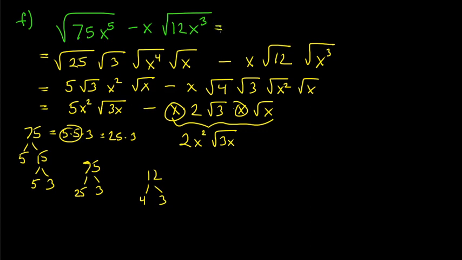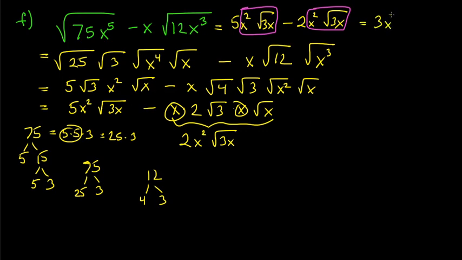Okay, so putting this all together up here, we're going to get 5x squared times the square root of 3x minus 2x squared times the square root of 3x. And you can see you're just subtracting two like terms here, x squared, square root of 3x. Right, so we have 5 of those minus 2 of those, which means we're going to get 3 of them. So 3x squared, square root of 3x. All right, moving on.